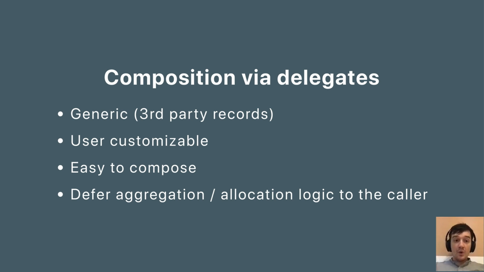So what's the fix? Essentially, the way we use delegates is that we use them for composition quite a bit. We have what you could call delegate-driven code. It's usually for utilities that need to deal with a wide variety of types, allow for some user customization, are easy to compose, and mostly we use it to defer some kind of aggregation. The most common case is obviously allocation. It allows us to defer allocation logic to the caller.